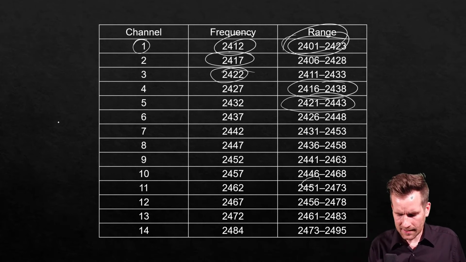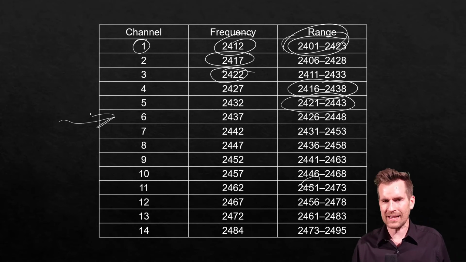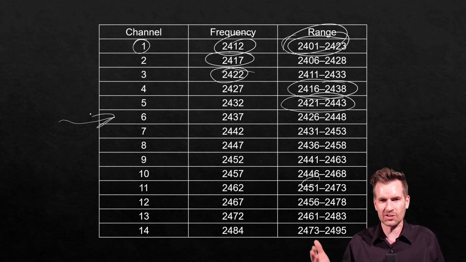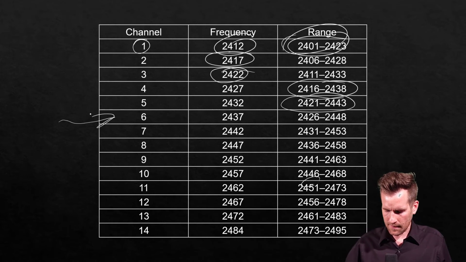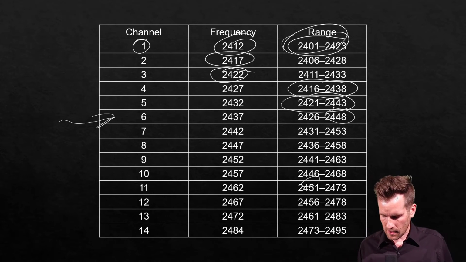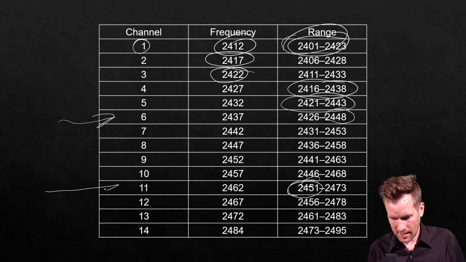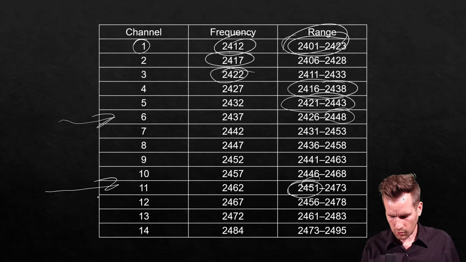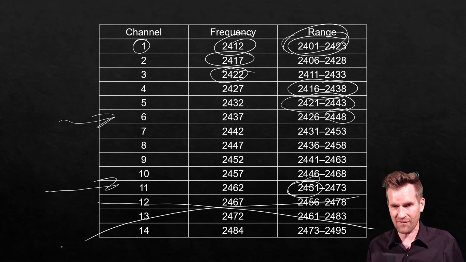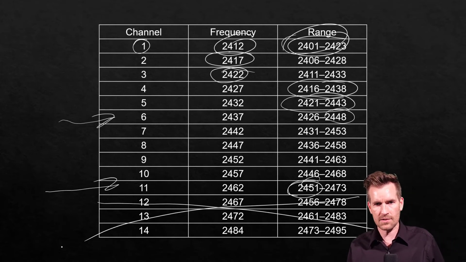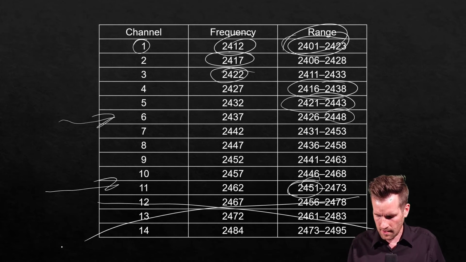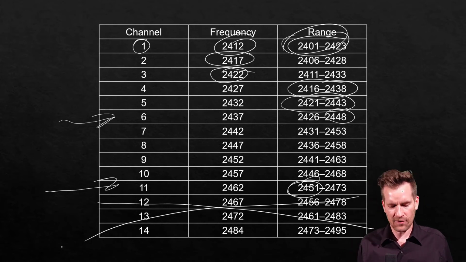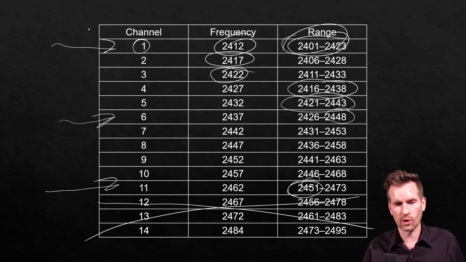So it's not until channel 6 that we can actually use the next channel. And we do the same thing. The top of this range is 2448. So the next bottom of the range that we can use is channel 11. And channels 12, 13, and 14 aren't even available in some of our regions, in some of our countries. And so we really only have 3 channels to work with.